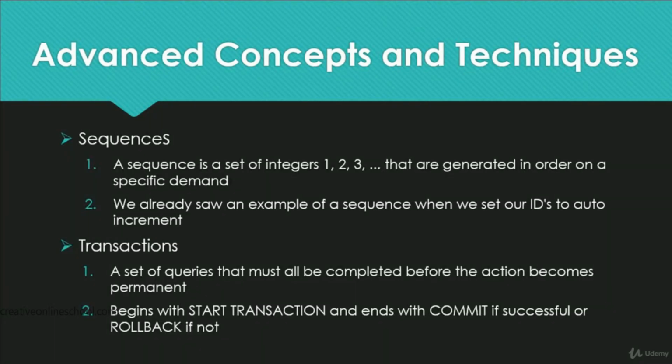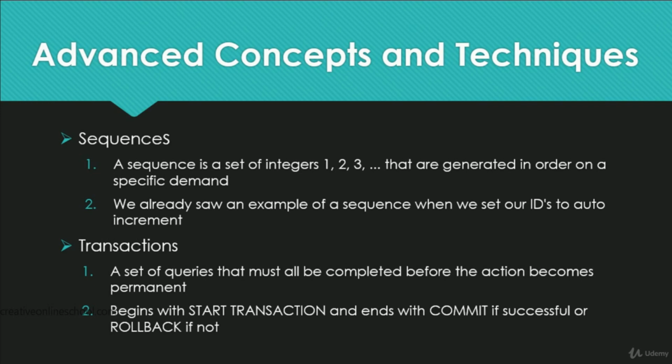Hello, and welcome to the last video in this lesson. In this video, we're going to cover sequences and transactions. A sequence is a set of integers, such as 1, 2, 3, that are generated in order on demand. We already saw an example of sequences when we set our IDs to auto-increment in our tables. They go up by 1 automatically. That is in fact the most common type of sequence.